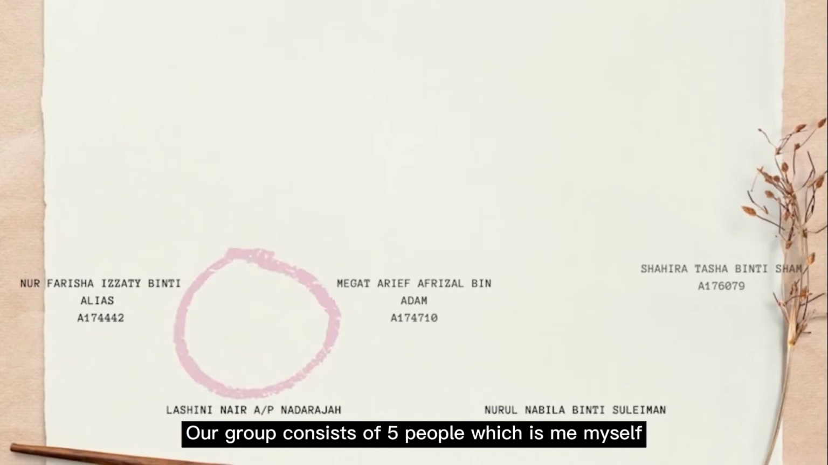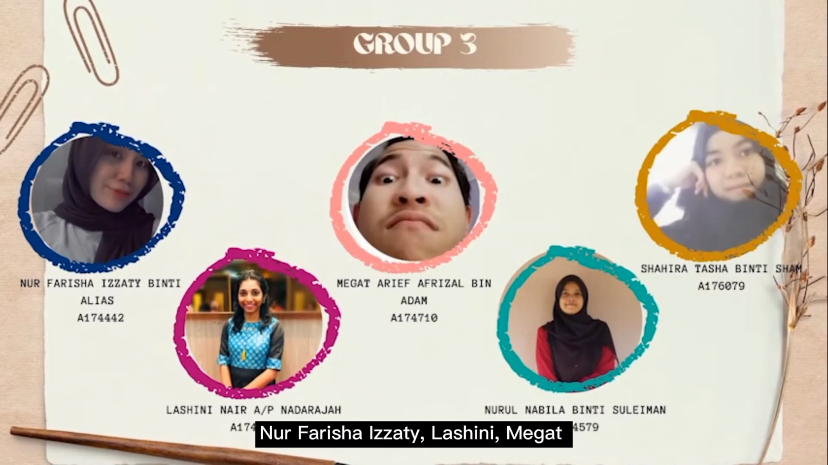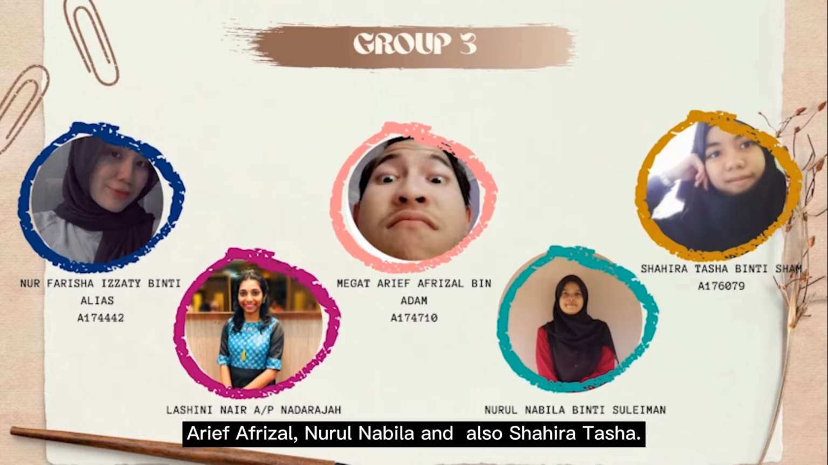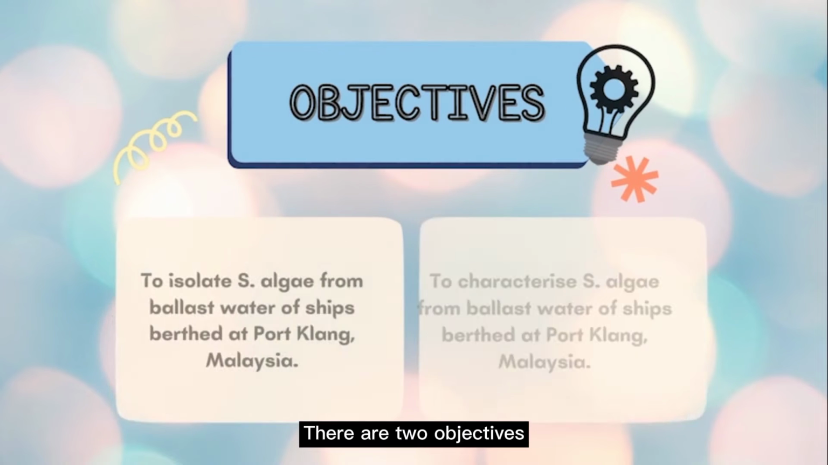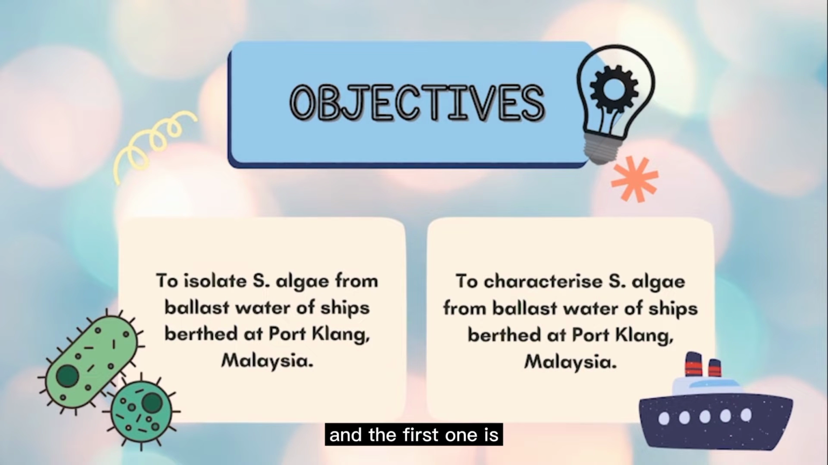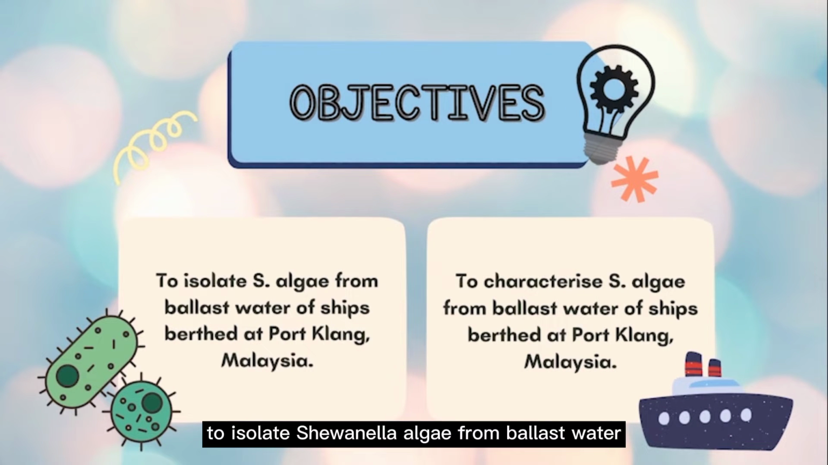Our group consists of 5 people: me, Nur Farisha Izati, Lashini, Marga Arif Afrizal, Nurul Nabila, and also Shahira Tasha. There are 2 objectives for this topic. The first is to isolate Shewanella algae from ballast water of ships berthed at Port Kelang, Malaysia, and to characterize Shewanella algae from ballast water of ships berthed at Port Kelang, Malaysia.